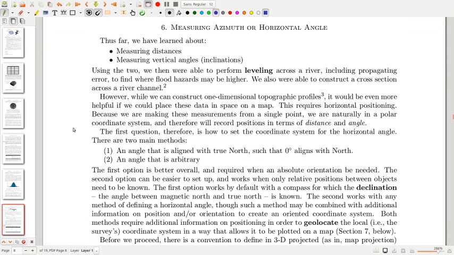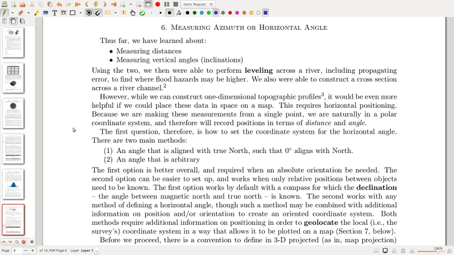All right, so we've talked about measuring distances and vertical angles, and with distances and vertical angles, or inclinations, we can perform a leveling survey across a river. We can know what elevations things are, but while we can construct these one-dimensional topographic profiles, it would be way more helpful if we could place these data in a map in space in X, Y, and Z, or easting, northing, and elevation. And so what we need to do is be able to have angles in the horizontal as well.